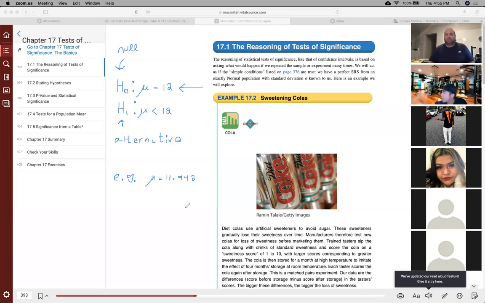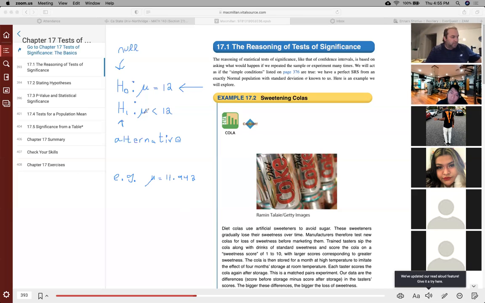Now keep in mind that this is only a sample. Some are going to be bigger, some are going to be smaller. On average, the mean is supposed to be 12. If you get 11.942 as your sample average, would you say that the data supports the null hypothesis or that the data supports the alternative hypothesis?